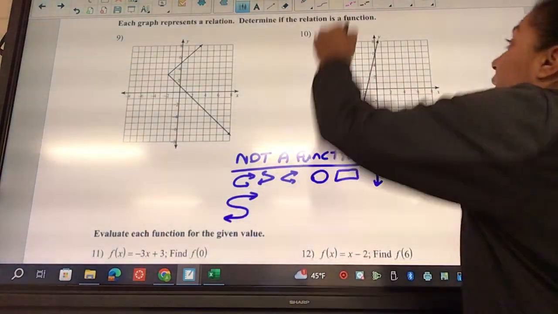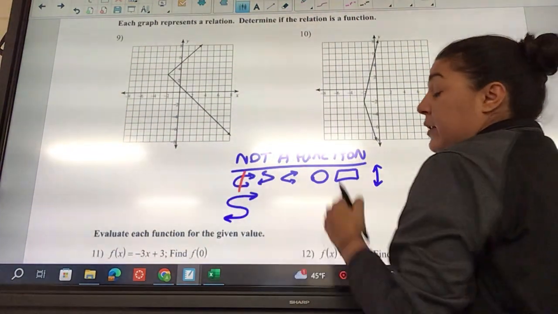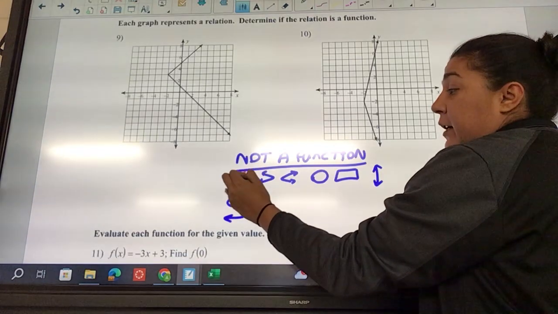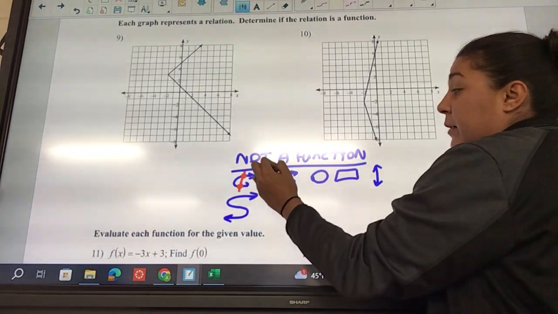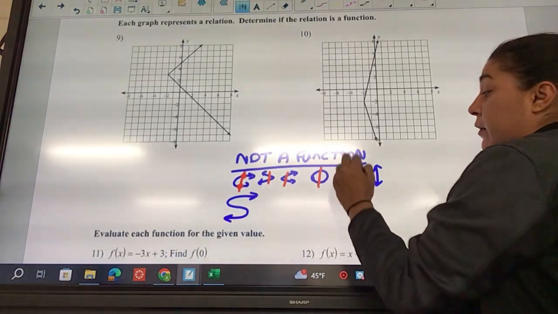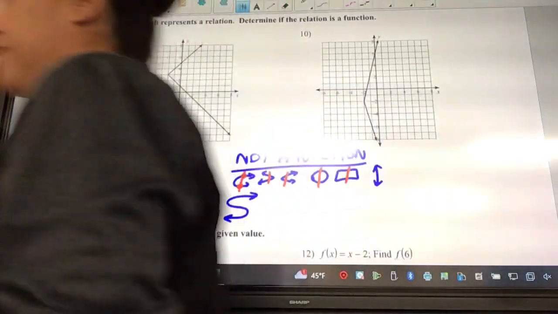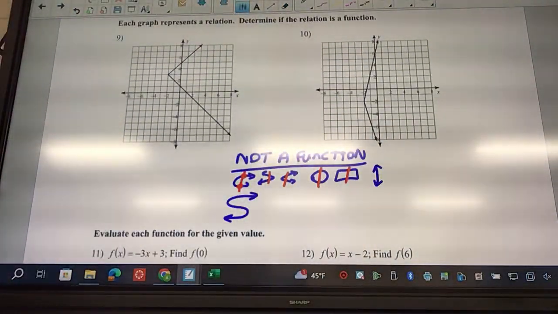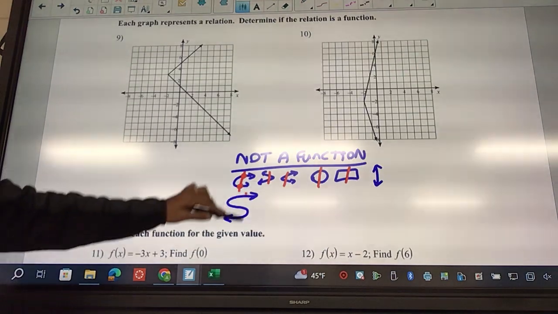Because again, I can draw a perfectly straight line through this, and it touches here and here at the same time. Same thing here, or here, or here, or here. A vertical line is made up of a million dots, and so that's why a vertical line does not qualify. Same thing, I can draw a vertical line.